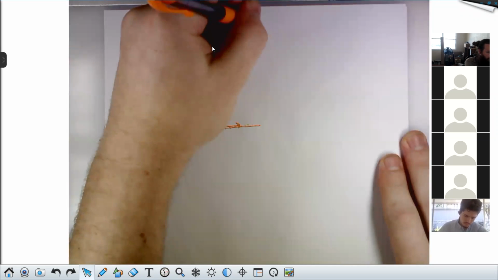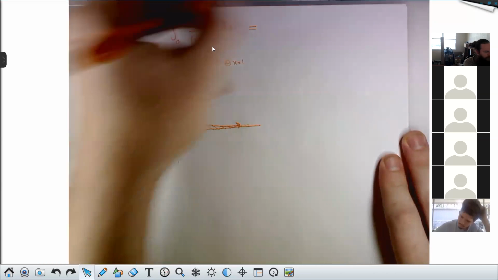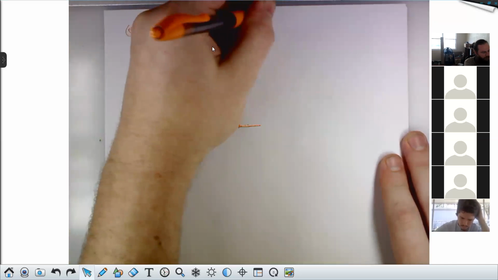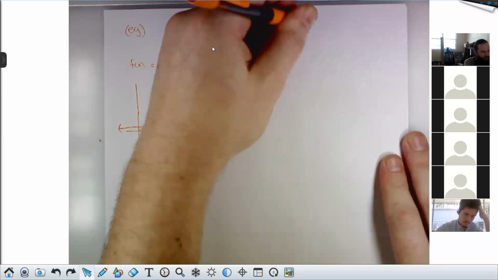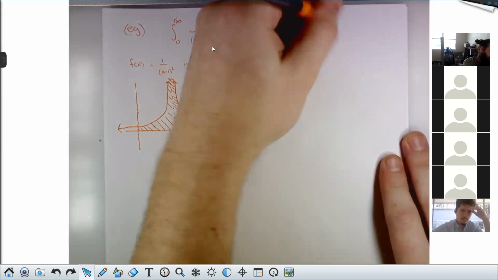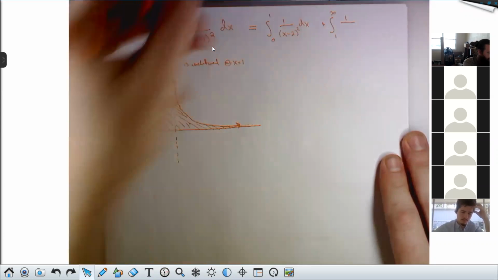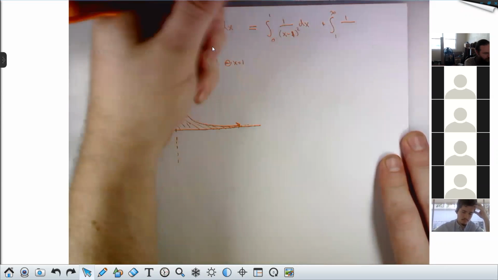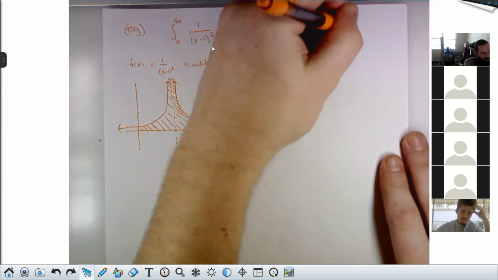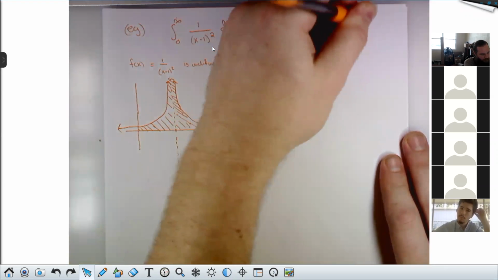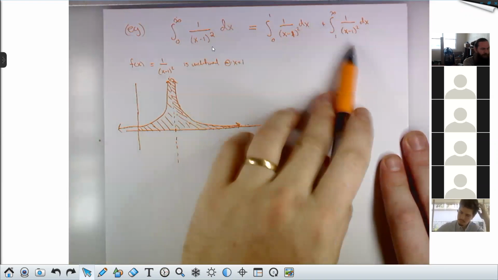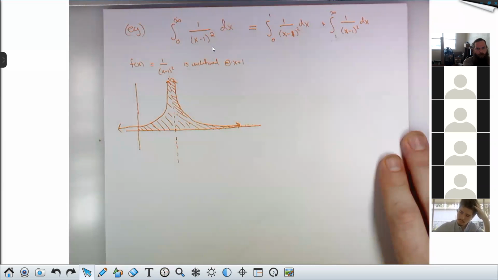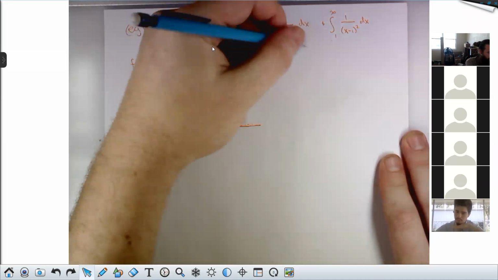I would begin by doing exactly what, I think it's Alexander who said that. We're going to split it as the integral from 0 to 1 of 1 over (x minus 1) squared dx, and then the integral from 1 to infinity of 1 over (x minus 1) squared dx. But then the integral from 1 to infinity also has two different types of problems. So now the first integral here is a regular type 2 integral.